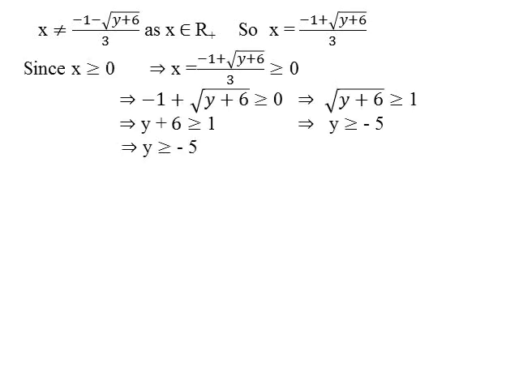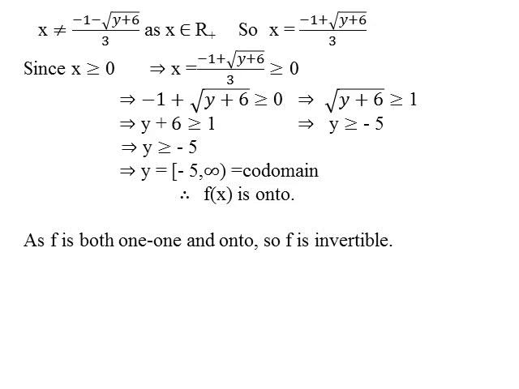Since x is greater than or equal to 0, it implies that x equals minus 1 plus square root of y plus 6 upon 3 must be greater than or equal to 0. It implies that minus 1 plus square root of y plus 6 must be greater than or equal to 0. So y plus 6 must be greater than or equal to 1. It implies that y is greater than or equal to minus 5. So the range of the function is the set of all real numbers greater than or equal to minus 5, that is equal to the codomain. Therefore f(x) is onto. As f is both one-one and onto, f is invertible.